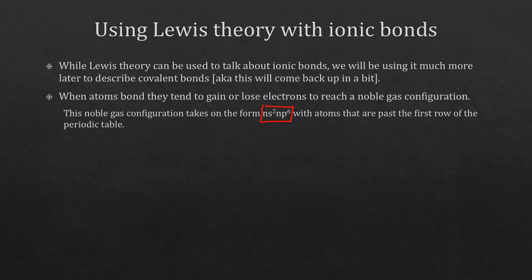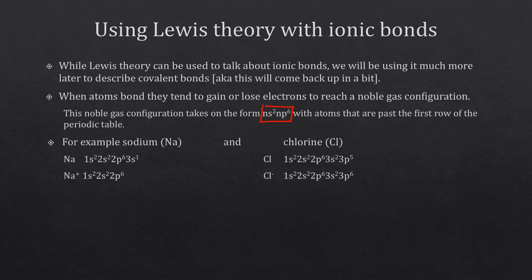So helium, for example, is just 1s2. It stops there. But anything after that, once you start getting down to neon, you start having atoms that are going to reach towards this ns2 np6 configuration. So two examples. The sodium atom. Sodium is a metal. It's in the alkali metal group, so it's going to tend to form +1 cations. And this is sort of an explanation of why.